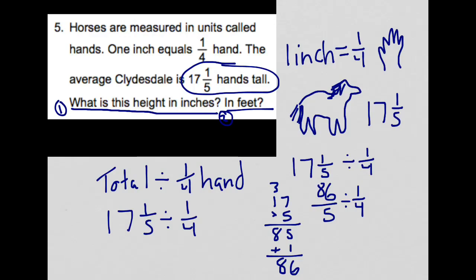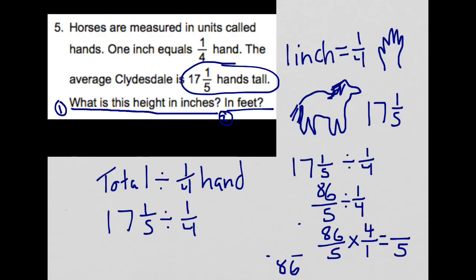Now, when I'm dividing fractions, like I learned earlier, I need to take the first fraction, keep it the same, change the division to a multiplication, and take the reciprocal of 1/4, which is now 4 over 1. So I know 5 times 1 is 5. 86 times 4 I'm not 100% sure of. I'm going to go ahead and erase my spot right here just so I can show my work again. You can keep it on your sheet.